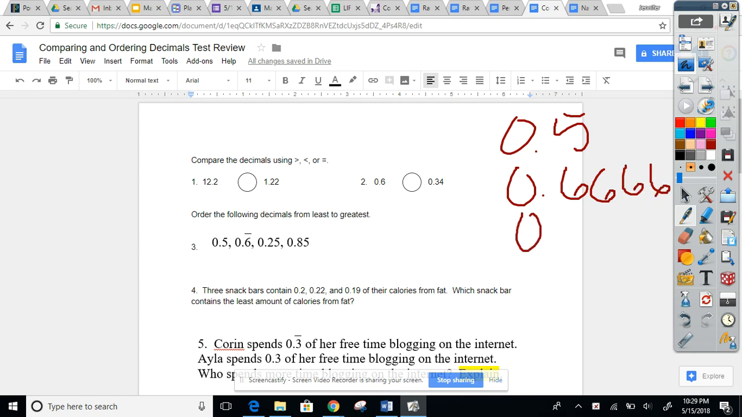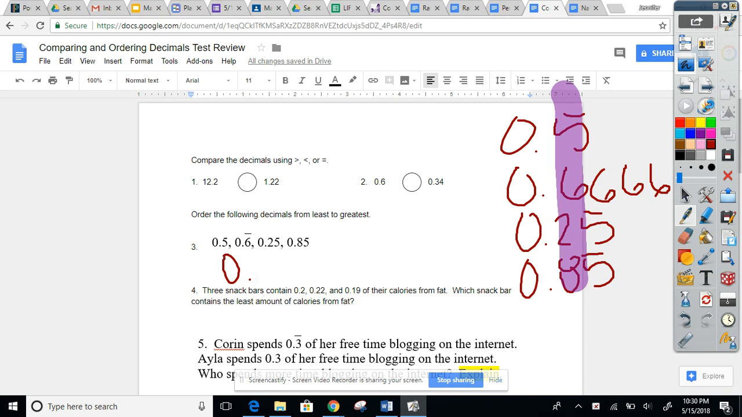It does not matter how long or how many digits there are. You look at your tenths place. That is what I'm about to highlight. You see what I'm highlighting? The tenths place. I'm going to see if I can make this bigger. That's my tenths place. Now, what's bigger in my tenths place, the 2, 6, 5, or 8? The 8's bigger, so it's going to go last because I want from least to greatest. The smallest is 2, so that would come first.